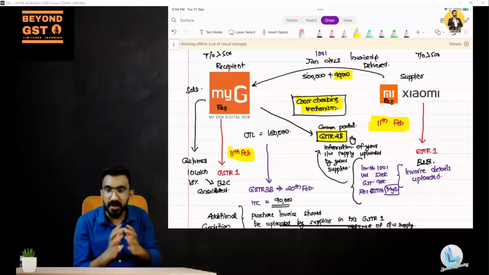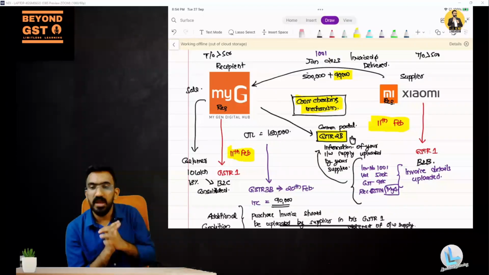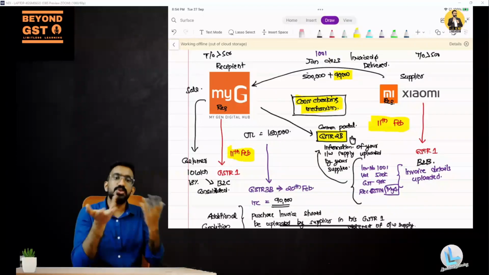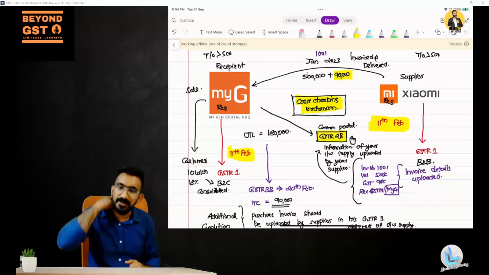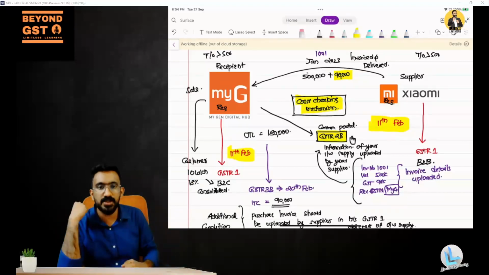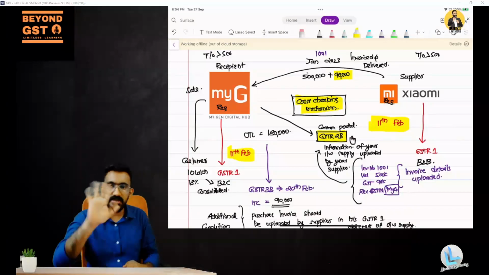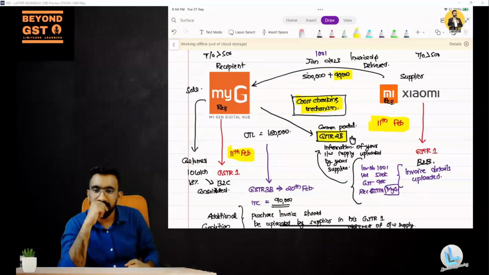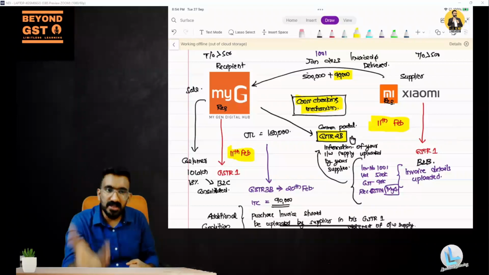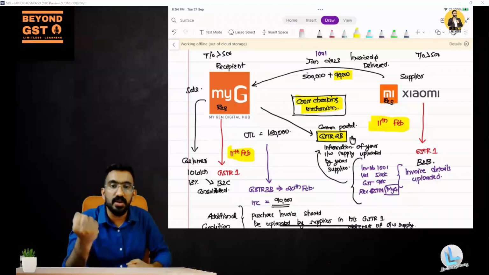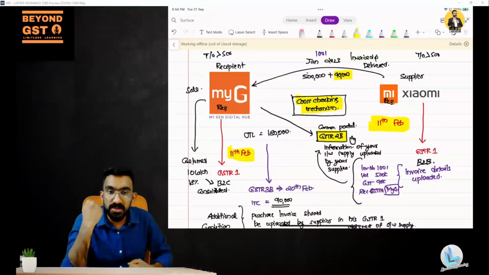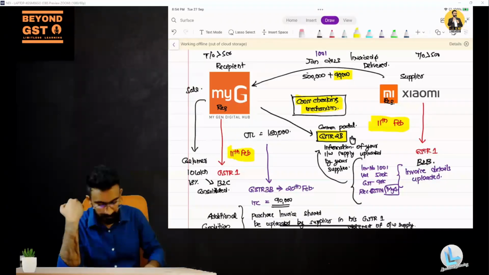Now MyG is asking another question. How will I know how much my Xiaomi has uploaded? Xiaomi has uploaded in their GSTR1, right? You government, you have GSTR1 information of Xiaomi. Xiaomi's GSTR1 is not available with me. Now, how will they solve this particular problem? Now, that is where another return called GSTR2B becomes important.